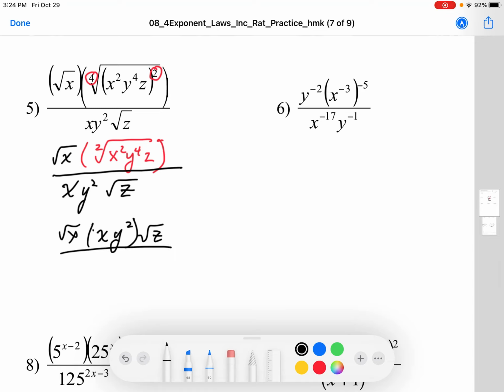Okay, and then the reason why I'm doing that is because I do have a root z in the denominator, and those will cancel. Okay, I have xy squared here, and so we can see that a whole bunch of things will now cancel out. The z's cancel out. The xy squareds cancel out with the xy squareds. So I'm just left with square root x in the end.